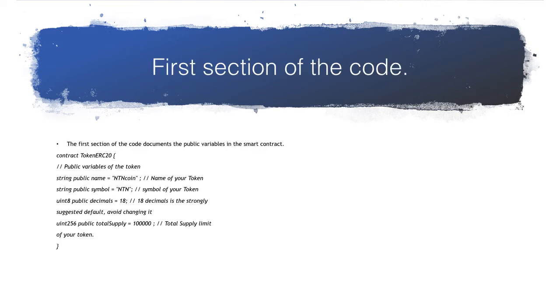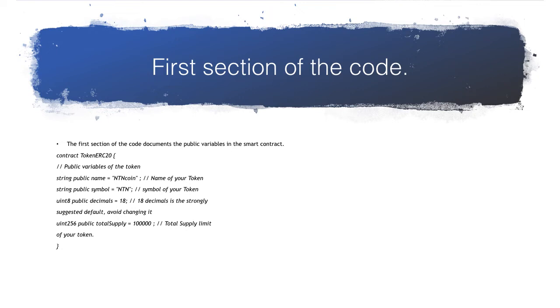If you look at the source code there, you will see that the very first section documents all the public variables in the smart contract. The public variables are string public name, string public symbol, uint8 public decimals, and so on and so forth. Avoid changing the default value of uint public decimals, which is 18. However, feel free to change the public name. Right now I've used NTN coin and NTN, and then you can use uint256 public totalSupply.